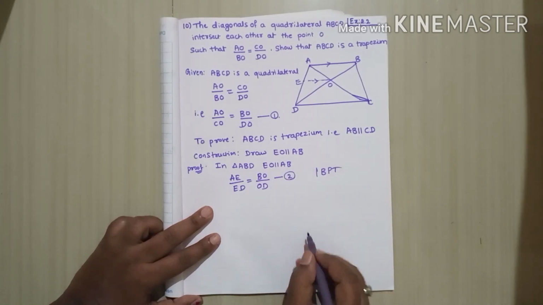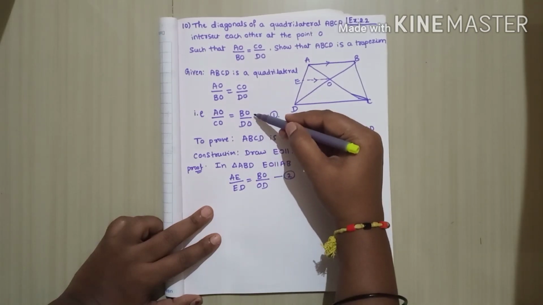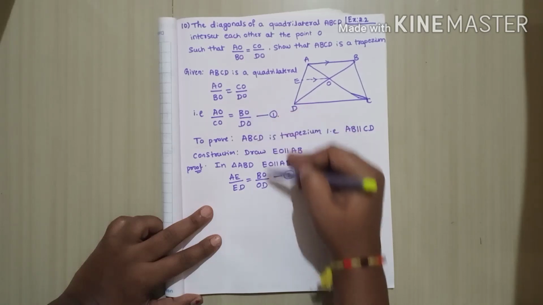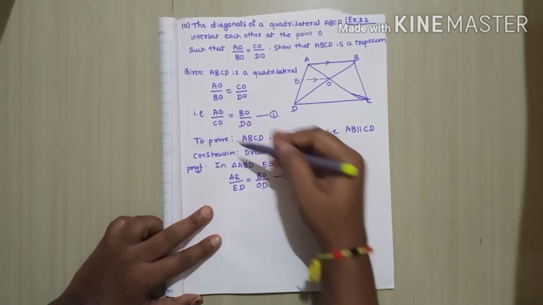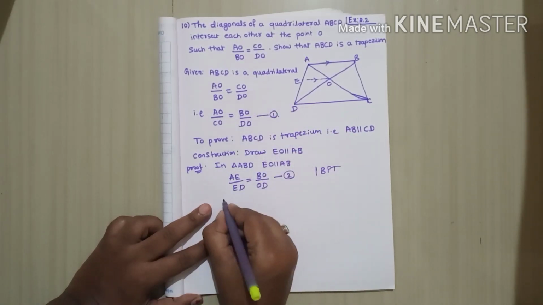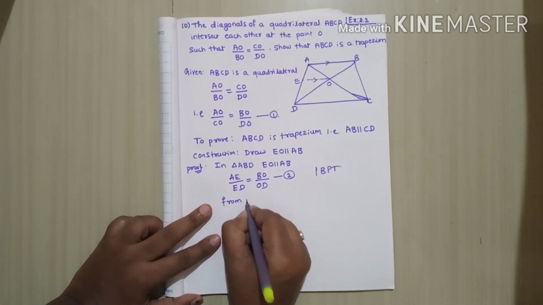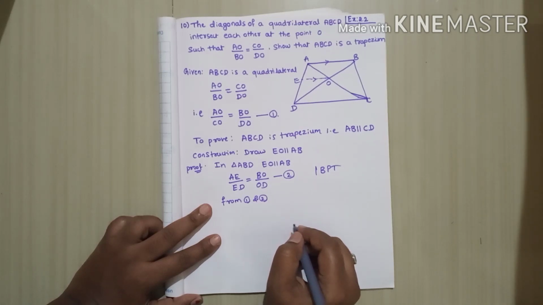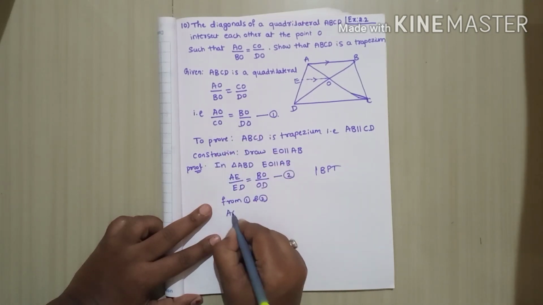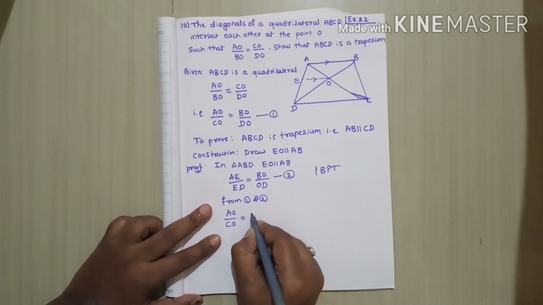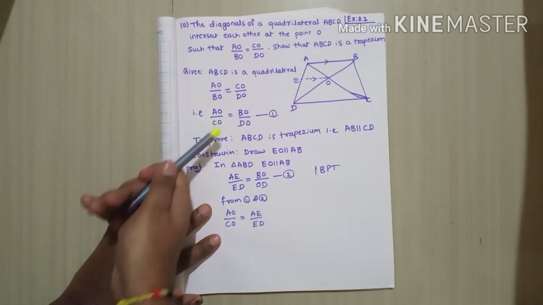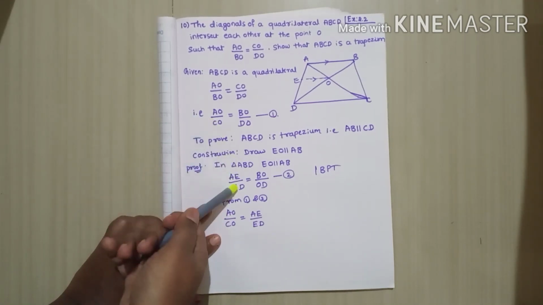Now you observe equations 1 and 2. BO, DO is there. Here BO, OD is there. DO and OD are the same only. The things which are equal to the same things are equal to one another. From 1 and 2, what can we write? These two: AO by CO is equal to AE by ED we can write, no? These two I have written. AO by CO equal to AE by ED.